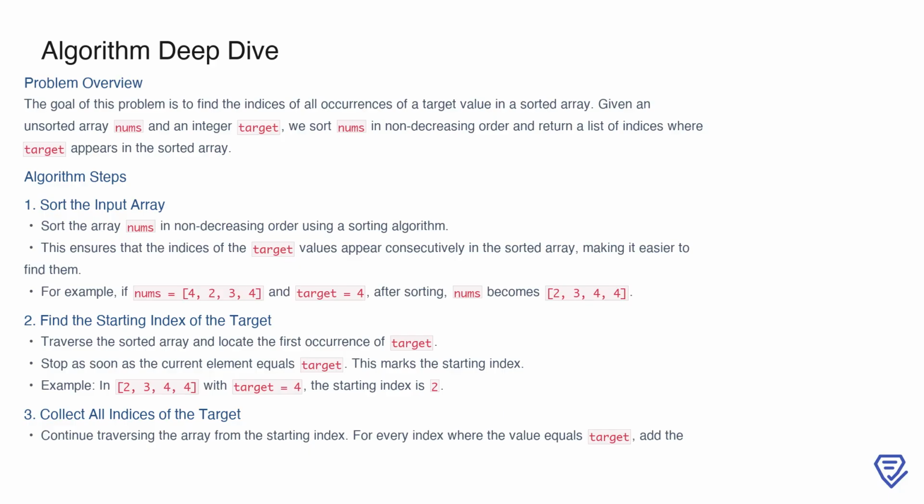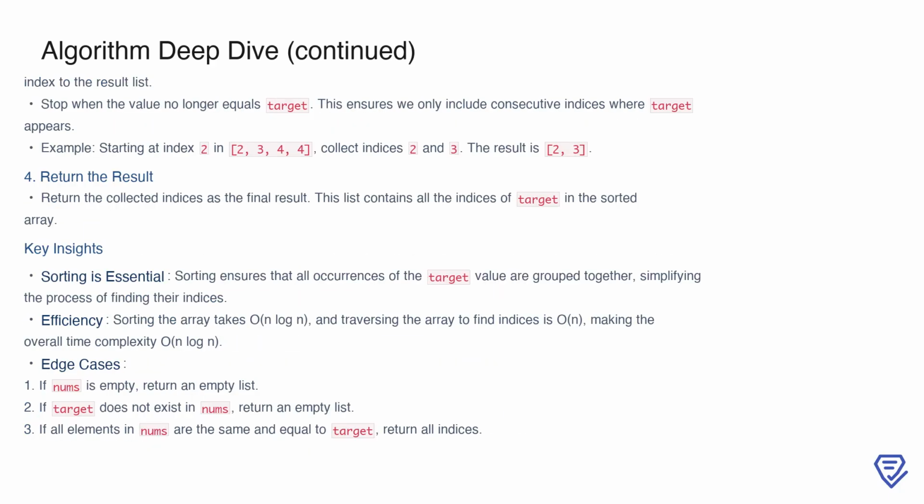This marks the beginning of the target's range, simplifying our next step, which is to collect all indices where the target appears. After finding the starting index, we continue scanning through the sorted array, and as we traverse, we add each matching index to a result list. This process stops as soon as we encounter a value that is no longer equal to the target, ensuring that only consecutive indices corresponding to the target are included. For example, in the sorted array 2, 3, 4, 4, with a target of 4, we begin at index 2 and collect both indices 2 and 3 since those are the positions where the target appears. Once complete, we return the result list, which in this case is 2, 3.